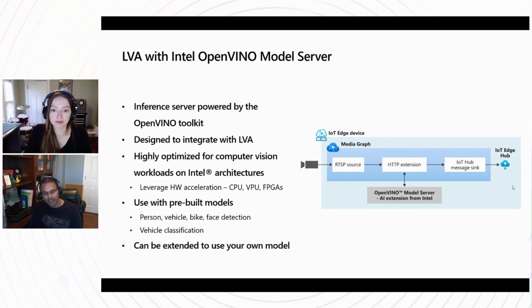If you are familiar with the OpenVINO development concepts, you can also use your own model and plug it into the OpenVINO model server, and that way use it with LVA. The benefit of this is that OpenVINO model server is optimized for Intel CPUs, VPUs, and GPUs, so you get the most optimal performance you can get on Intel hardware.